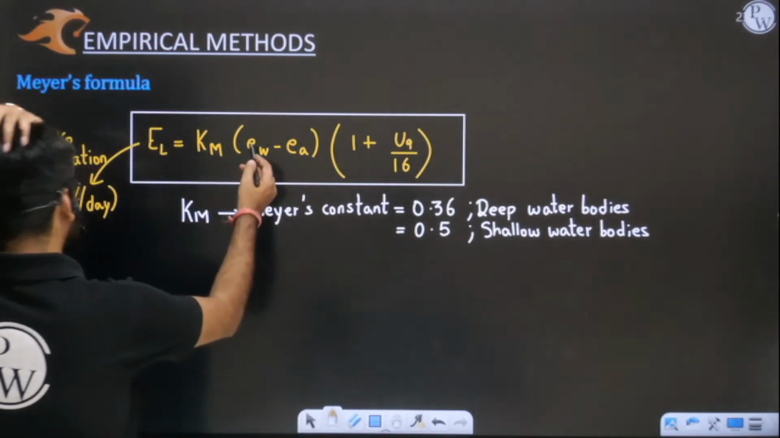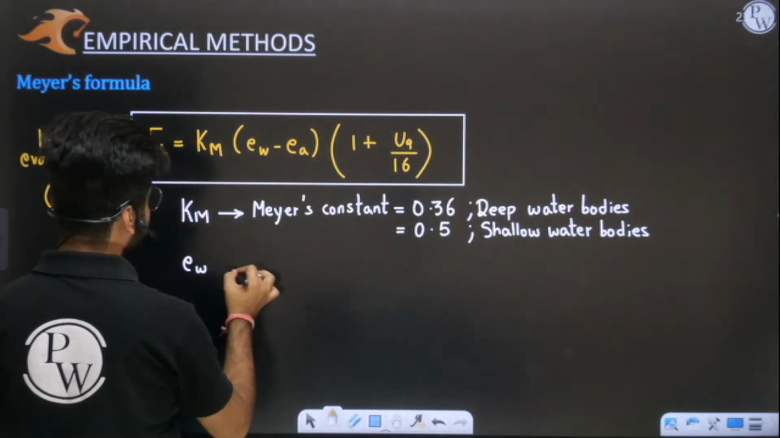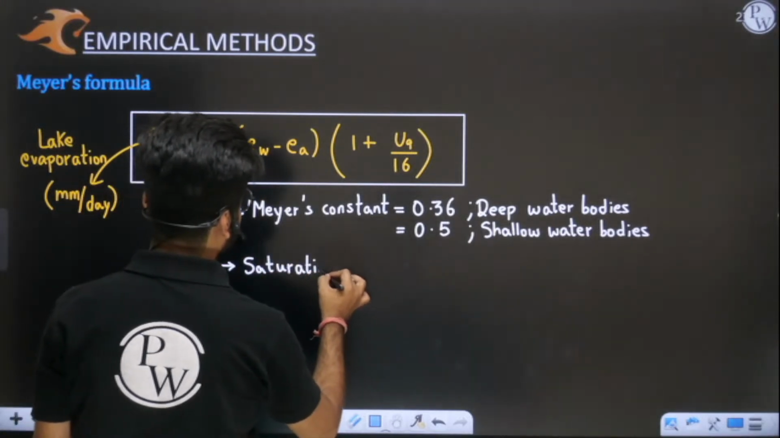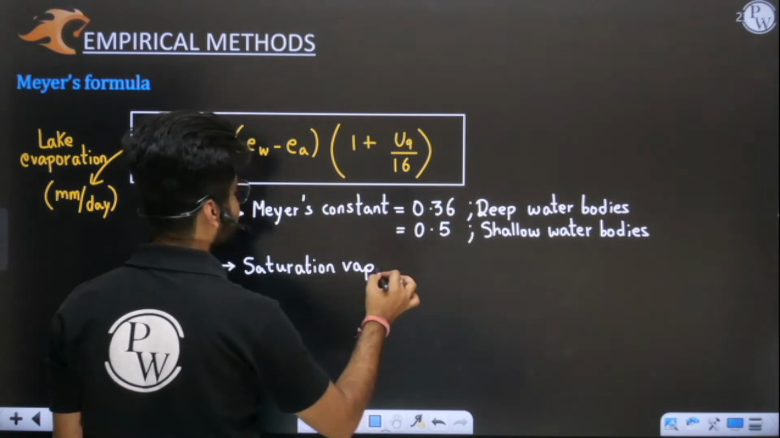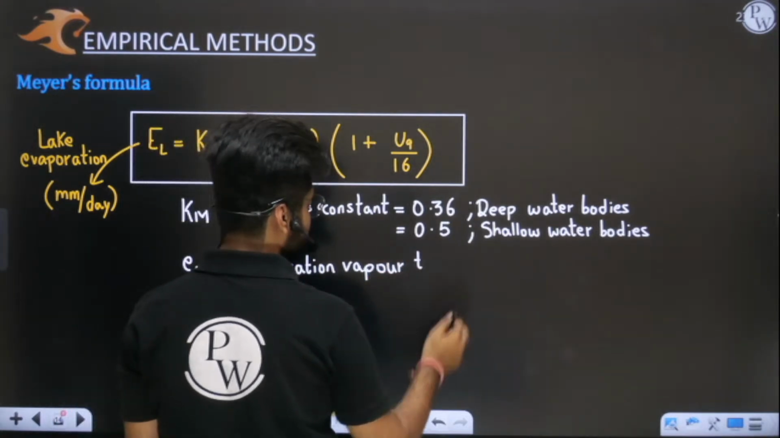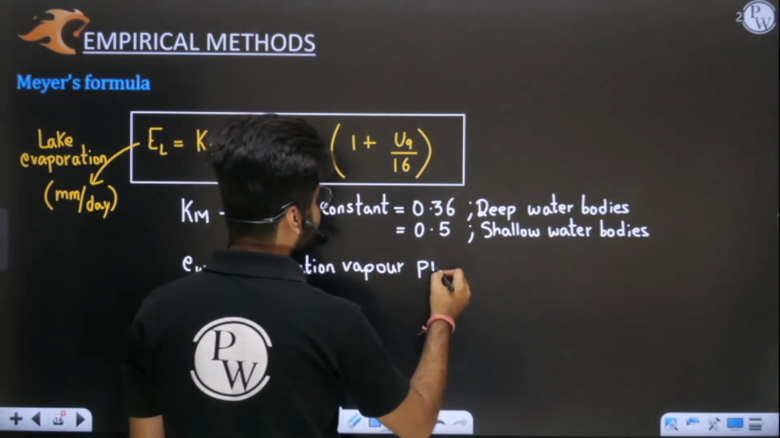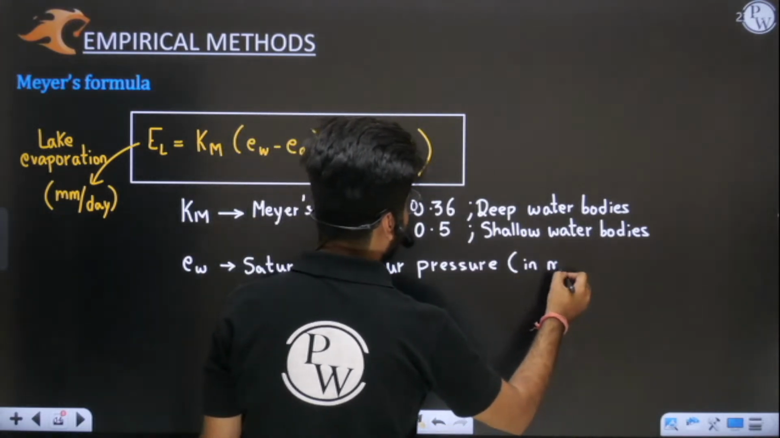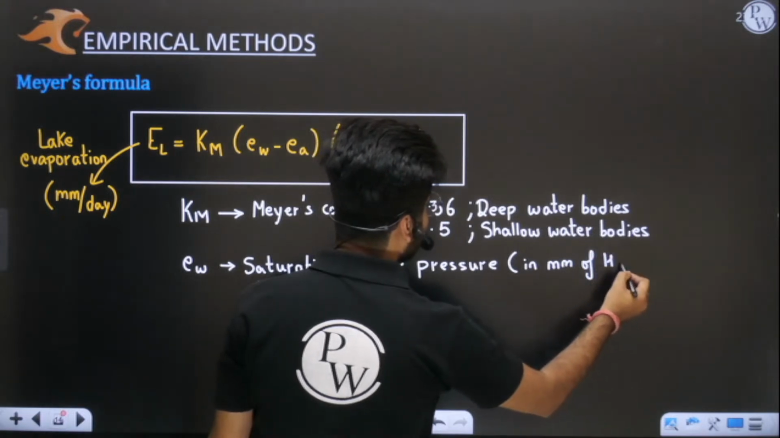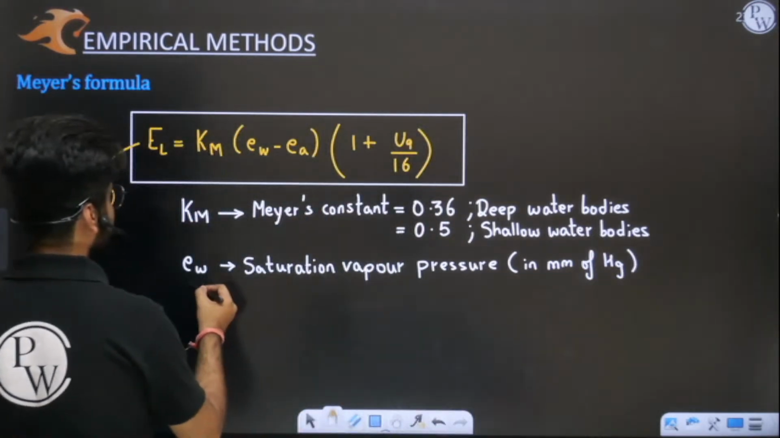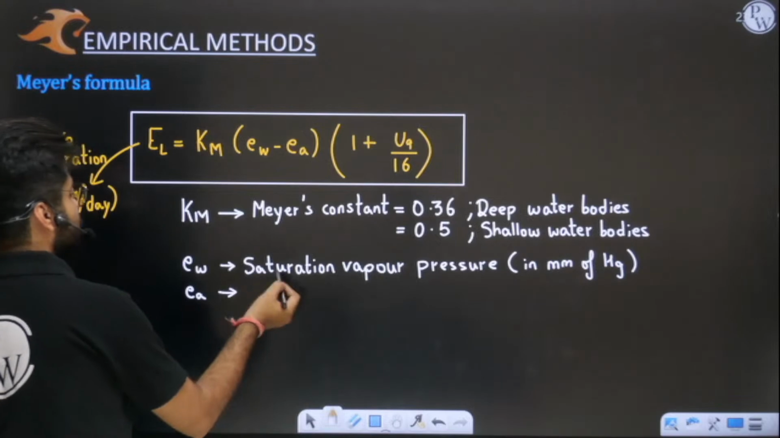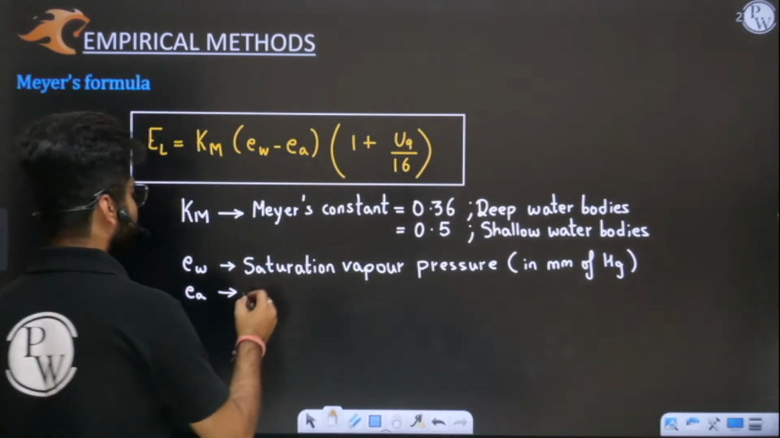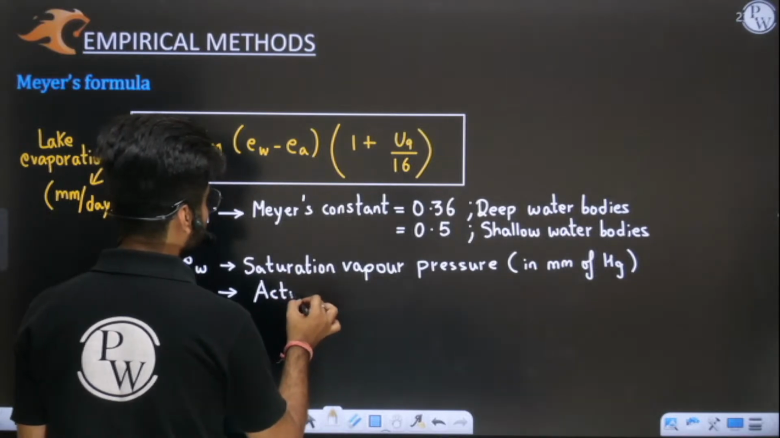Now, what is EW? EW is the saturation vapor pressure at the temperature where your evaporation is taking place, in mm of Hg at a given temperature. Then EA is the actual vapor pressure. We have already discussed saturation vapor pressure and actual vapor pressure at the start of precipitation. I hope you remember it.